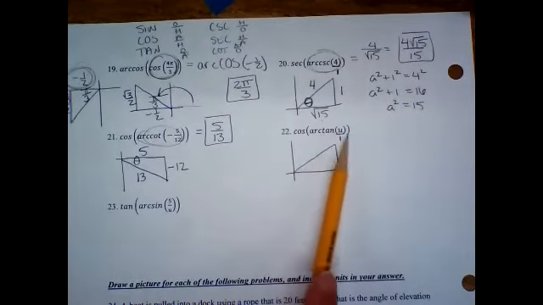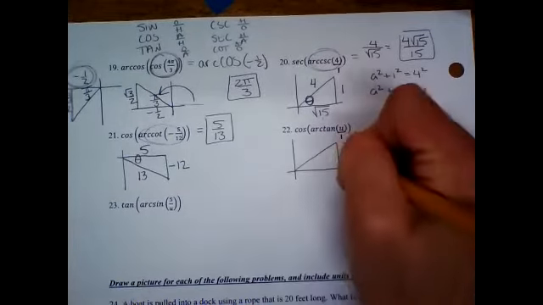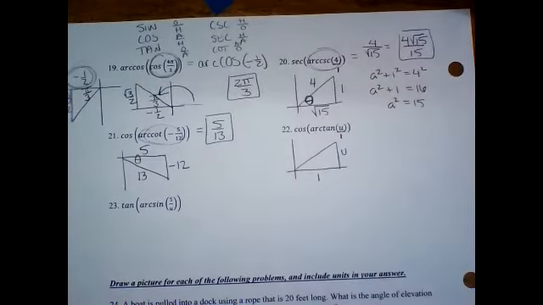And tangent is opposite over adjacent. So u is the opposite, 1 is the adjacent. When you do Pythagorean theorem for this, the most common mistake I get is that people try to simplify it. Just do nothing. Just don't try to simplify it. Just whatever you get, leave it.